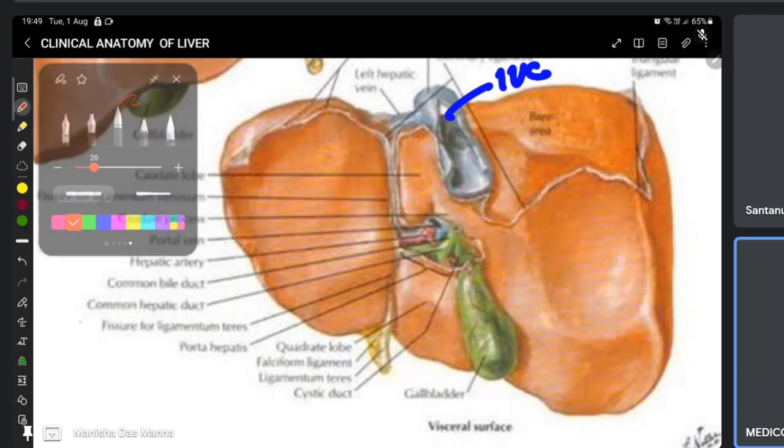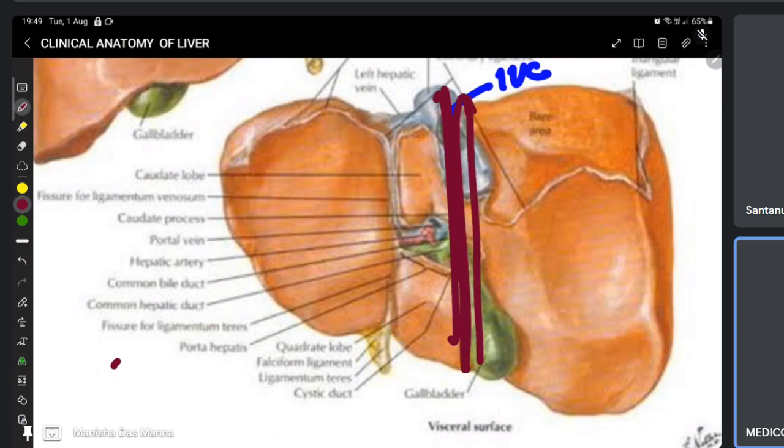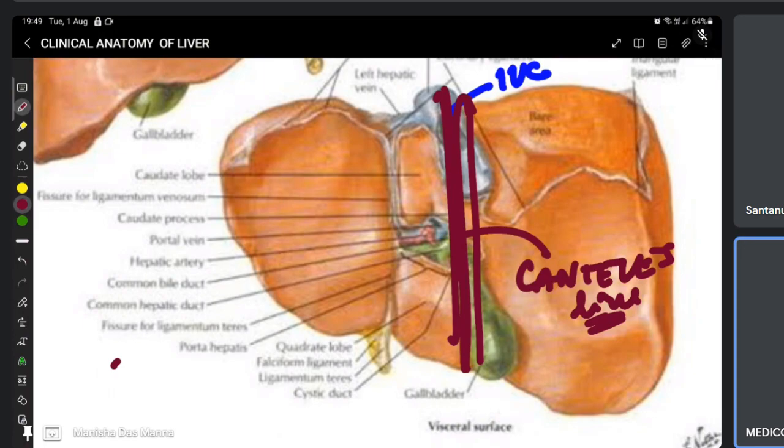It is an imaginary line, joining the IVC with the gallbladder. This imaginary line is called Cantlie's line. This Cantlie's line imaginarily divides the liver into two parts, a right and a left.